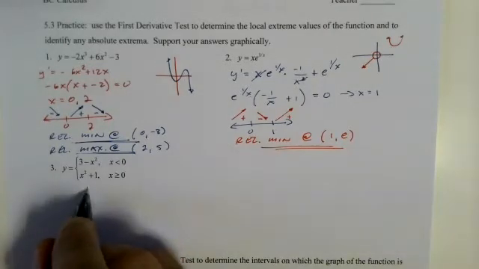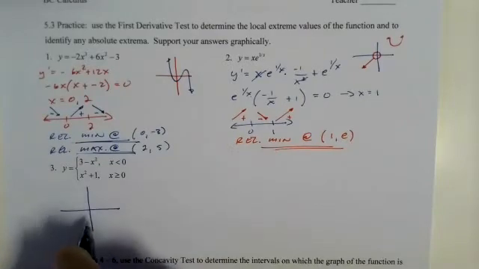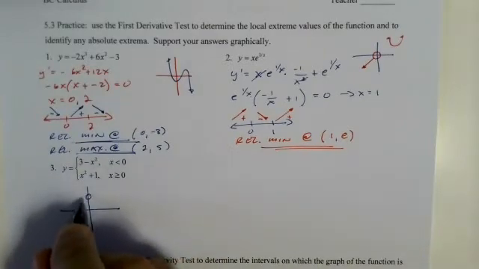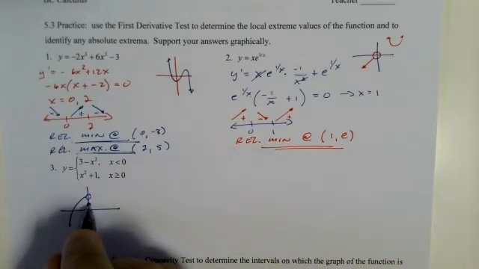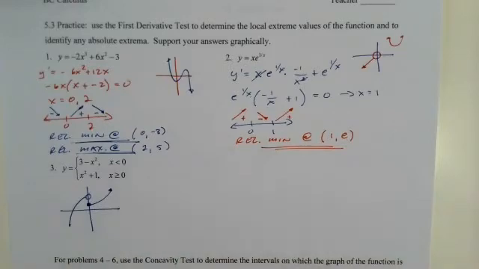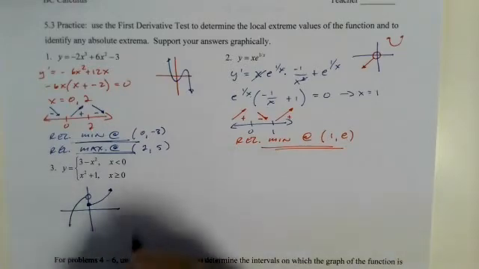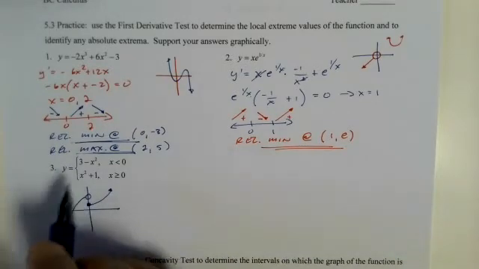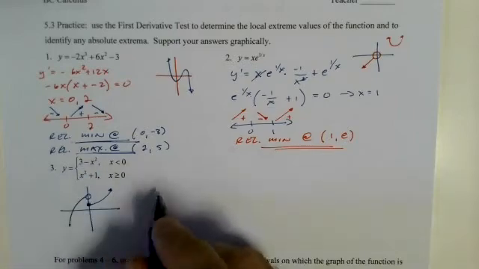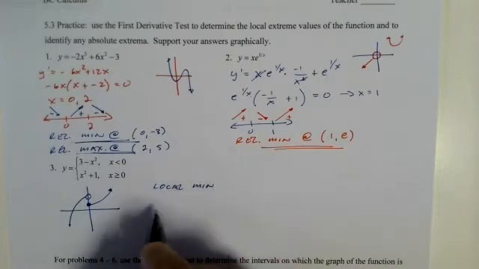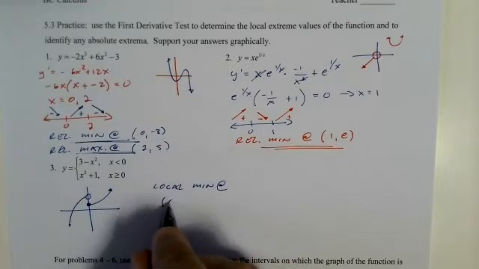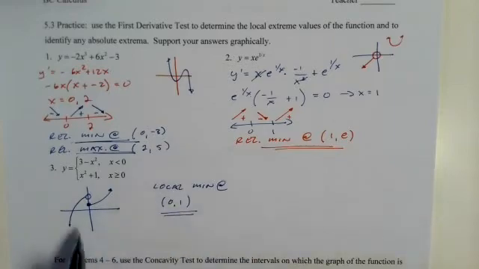Got to graph this one because it's a piecewise, figure out what's going on. 3 minus x squared, non-inclusive. X squared plus 1, inclusive. So I'm not doing any calculus here because I'm just going to look at the graph and say there's a min here. There's not here because of that. So I'm just going to say local min at 0, 1. So it goes down forever, goes up forever.